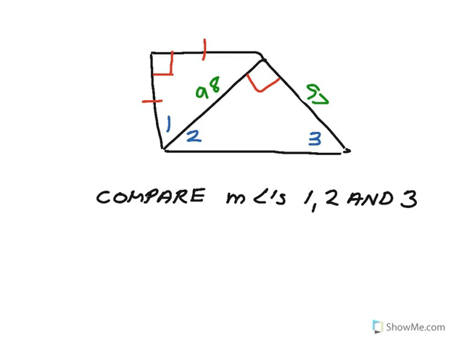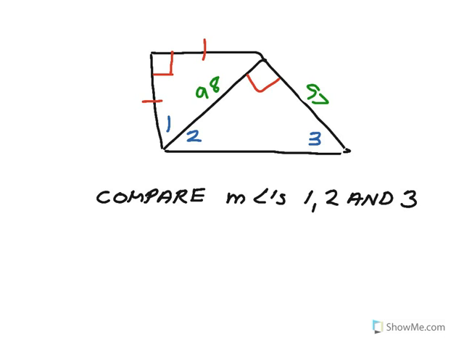Okay, this last example is a good one. I've got two triangles, two right triangles. The hypotenuse of one is one of the legs of the other. And I'm supposed to compare the angle measures of angle 1, 2, and 3, which are labeled. So I have to rank them, put them in order from biggest to smallest.